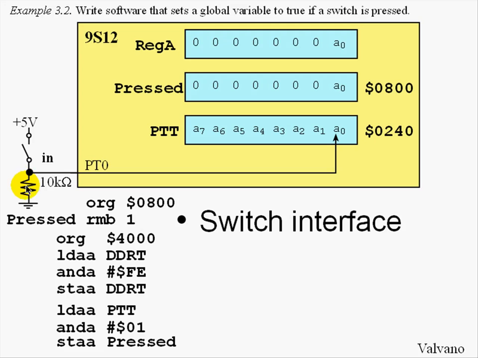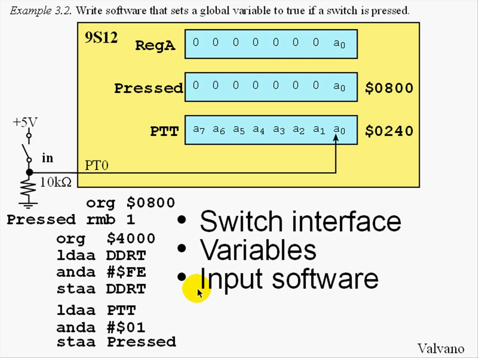So in summary, we saw how to interface a switch. We used the resistor here and the plus and ground to create a voltage. In this case it is true or high when the switch is pressed, and this voltage is low or false when the switch is not pressed. We created a variable here called pressed, and we place it into RAM. This variable is a Boolean, such that it will be non-zero if true, and 0 if false.